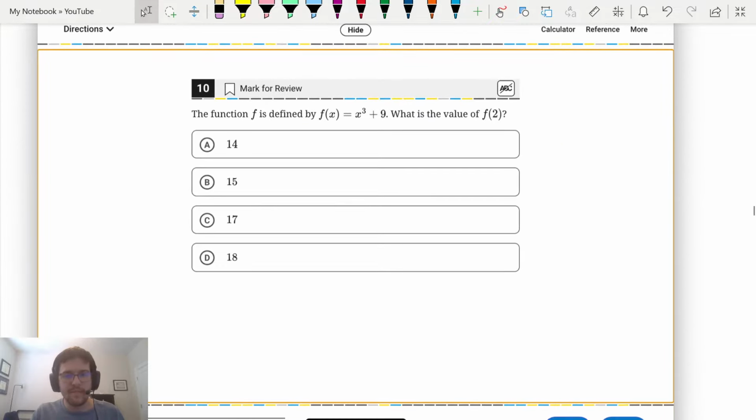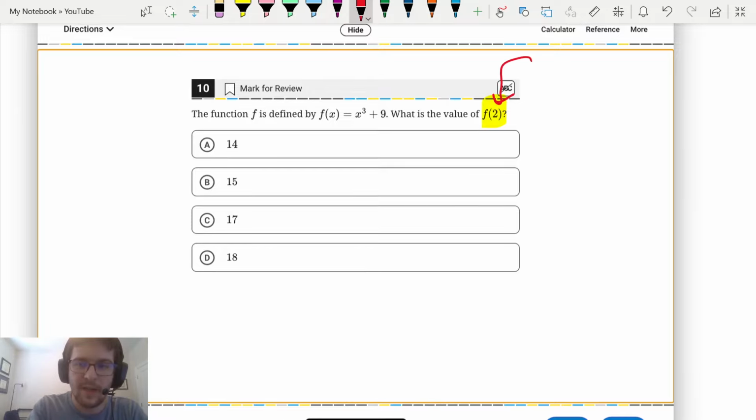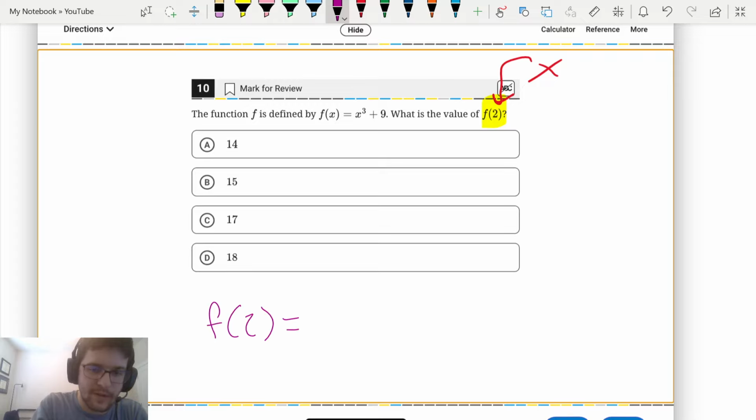All right. Let's look at 10. What is the value of f of 2? Whenever you see this function notation, that means f of. So this is f of 2. This thing inside here is always your x. So f of 2 equals, we're going to plug in 2, and we're going to make sure we use parentheses. So always use parentheses. So 2 cubed plus 9 would be 8 plus 9, which is 17.